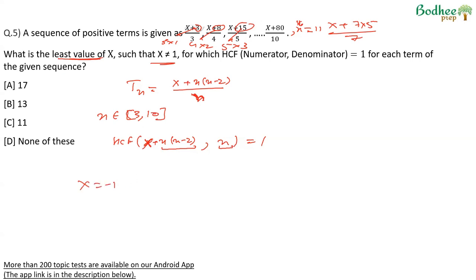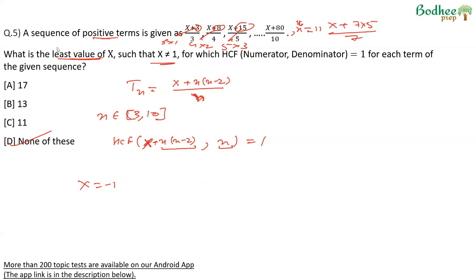If you put x is equal to minus 1, all the terms will still be positive, and there will be a difference between the denominator and the constant term of the numerator, and they will no longer have a common factor, and therefore the smallest value of x will actually be minus 1.